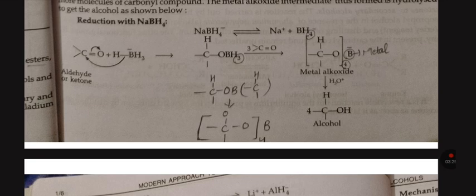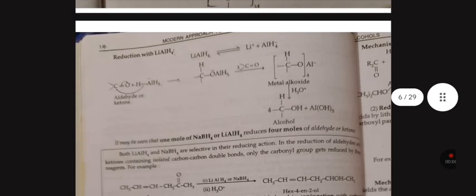Then we will take ketones, that is C double bond O, and the further reaction will be carried out, in which we will get metal alkoxide, which will further give alcohol. The same will be carried out with LiAlH4.